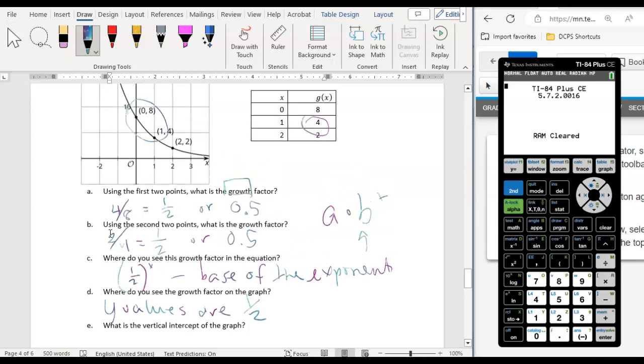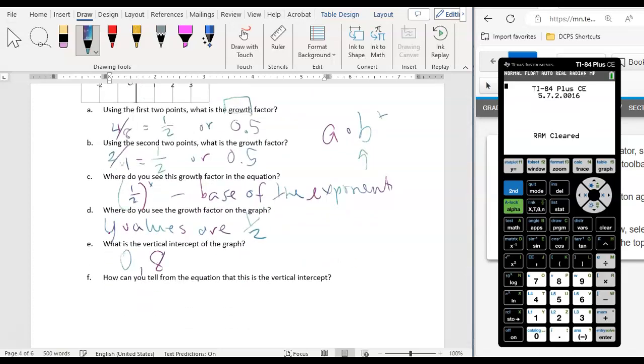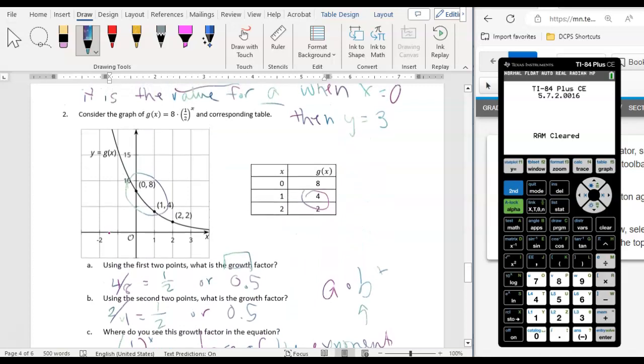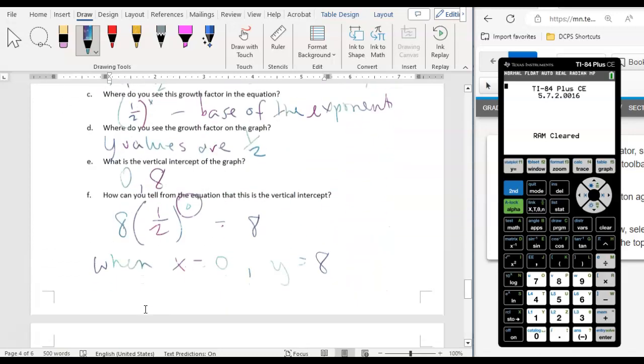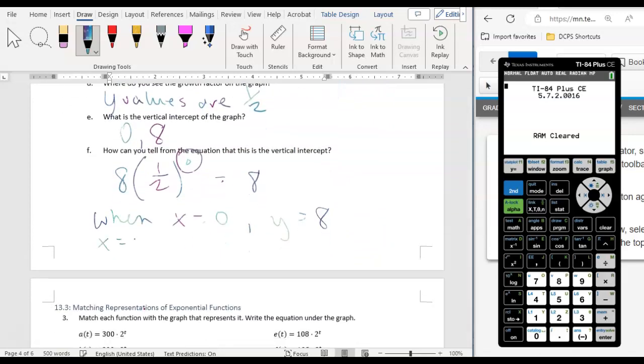The vertical intercept of this graph is 0, 8, and we can tell from this equation that this is the vertical intercept because if we were to put into the equation, we have 8 times 1/2 to the power of 0, right? Then this equals 8. And so when x equals 0, y equals 8. The output equals 8, or you could say g of x. So when x equals 0, g of x equals 8.